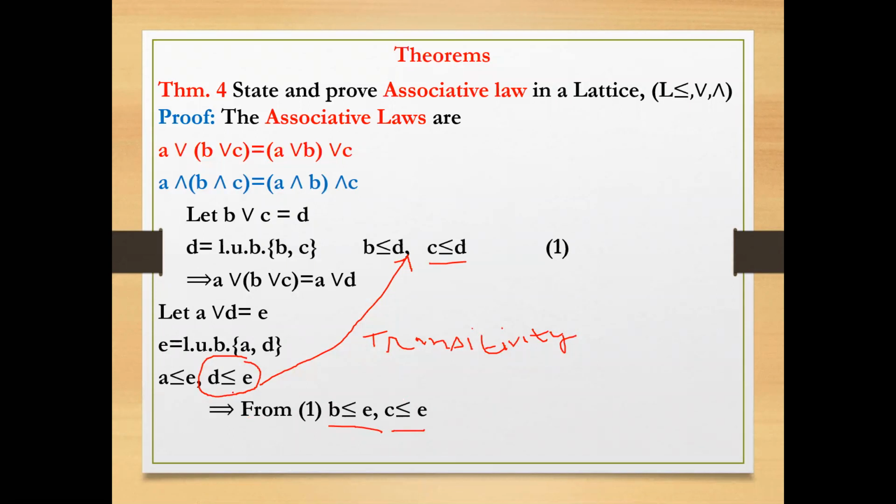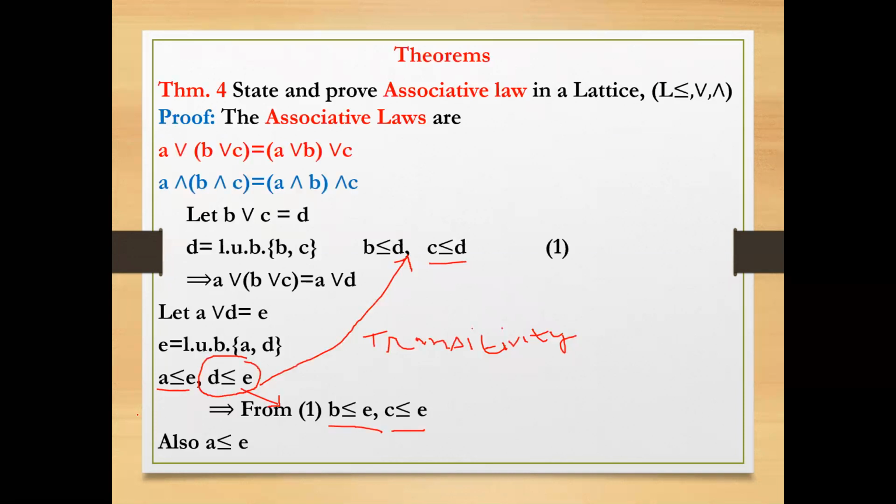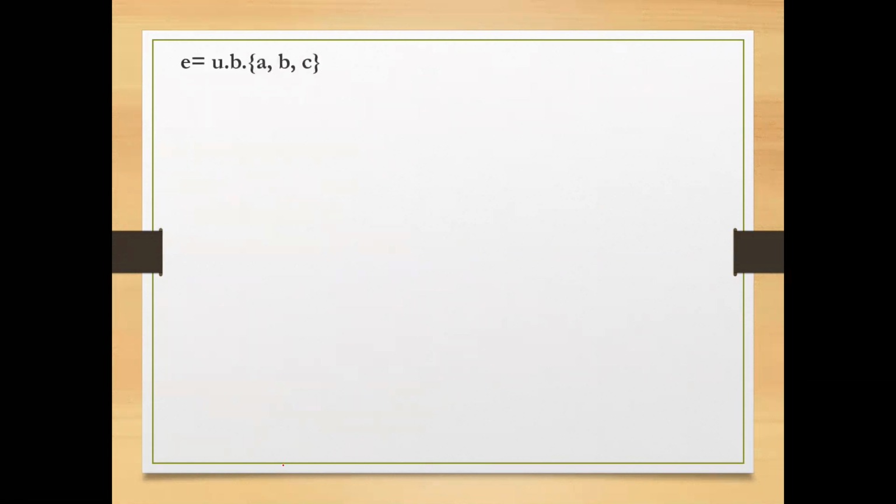So using this equation we get these two relations, and we have this relation also. So also A is less than or equal to E, hence we have E is the upper bound of ABC, because you can check here A less than or equal to E, B less than or equal to E, C less than or equal to E. Here in the three equations we have one common element, that is E. We have E common in these three equations, and the common element on the right hand side will be the upper bound always. So E is the upper bound of ABC.